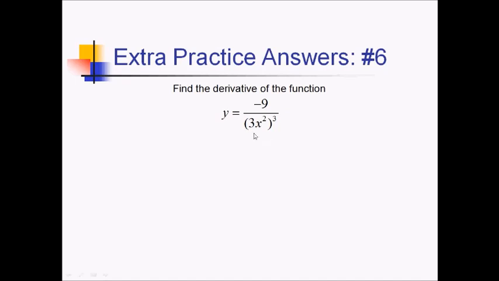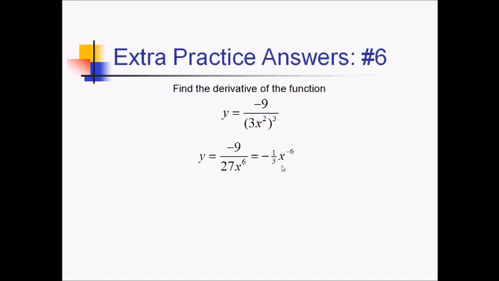To find the derivative for this function, I'm going to simplify this denominator and then rewrite this as x to some negative power. So this denominator, if I cube the 3 and the x squared, that's going to be 27x to the 6th. And then I can convert this to be just 9 over 27, that's 1/3. So negative 1/3 x to the negative 6th power.